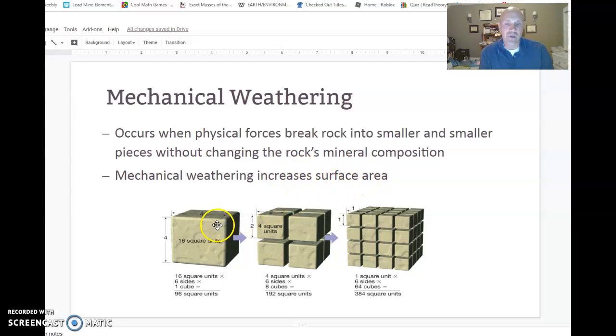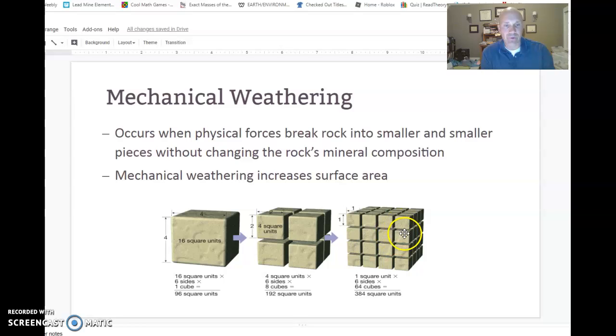One way to think about this is, well, this big rock right here could be broken apart into all of these smaller rocks. Let's pretend that we wanted to paint this entire rock, but we also wanted to paint all of these rocks right here. Which would require more paint? The answer is this right here.